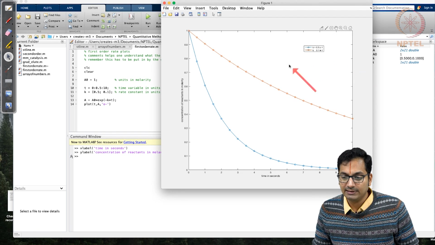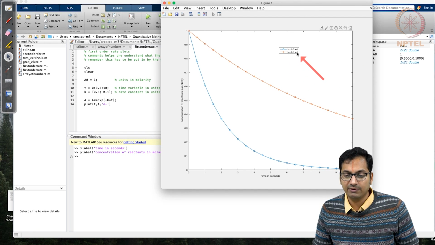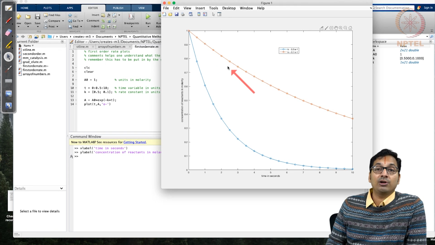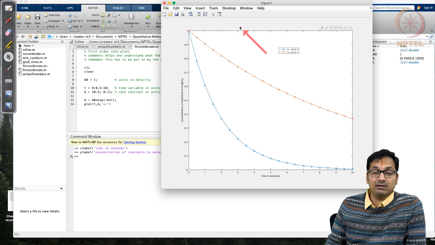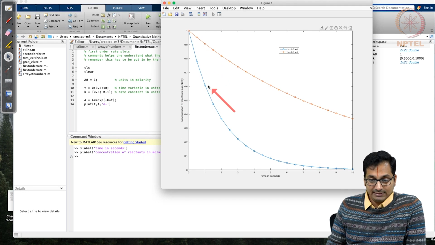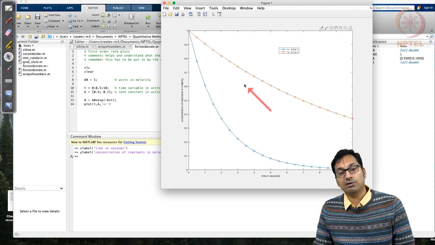So, what you are able to realize is that you are able to plot this very nicely, and you are able to also appreciate the fact that anything that has a higher rate constant decays faster for the same time interval, right. All the time points that are generated are the same for both the curves, and what you are able to realize is that something with a rate constant of 0.5 falls faster than that of rate constant of 0.1.